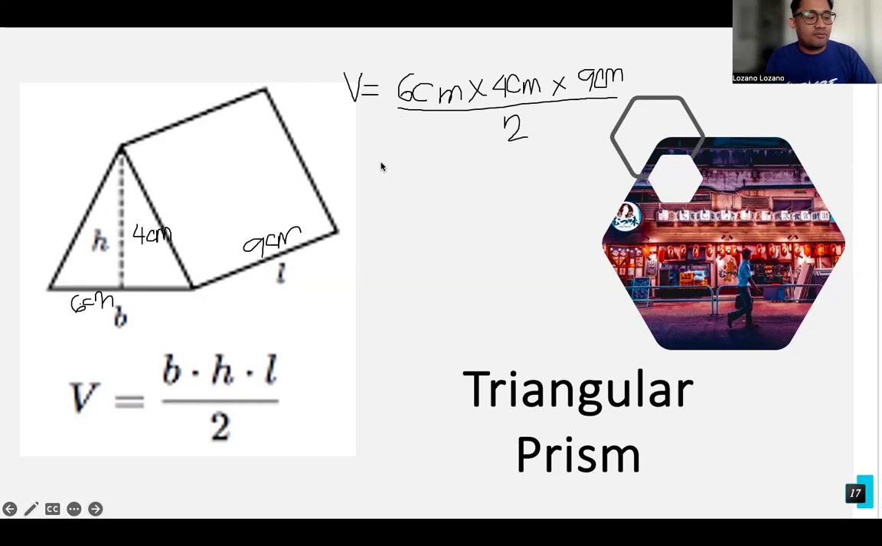Okay. Now, multiply first yung ating mga given numbers before tayo mag-divide sa 2. Okay, so volume is equals to 6 times 4, that is 24 plus, okay, 24 centimeters.